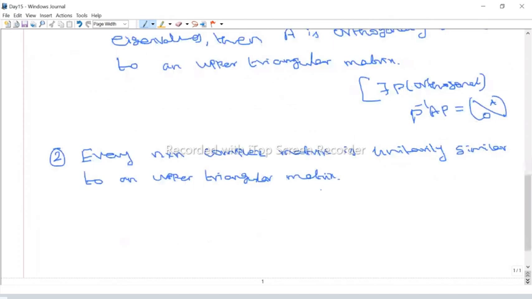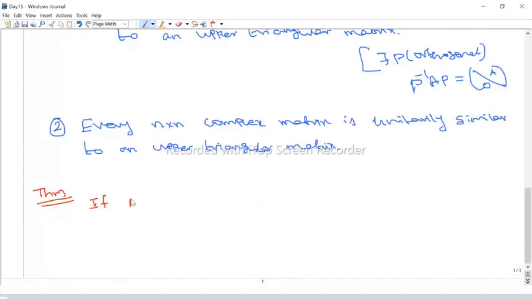If A is a Hermitian matrix. So Hermitian means what? A equals A star. What do you mean by A star? A star is that first you take the complex conjugate and then take the transpose. So Hermitian means A equals A star. A matrix satisfying the condition A equals A star is called a Hermitian matrix.